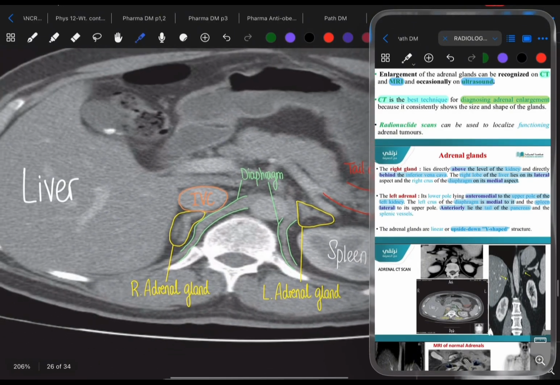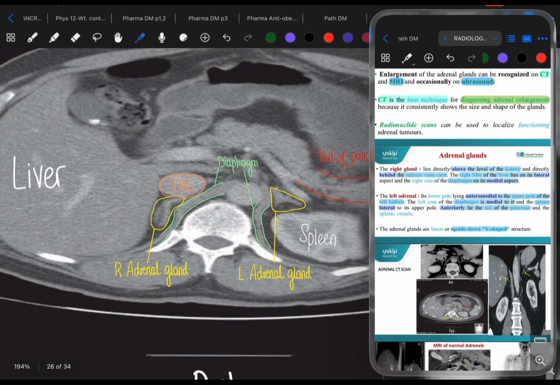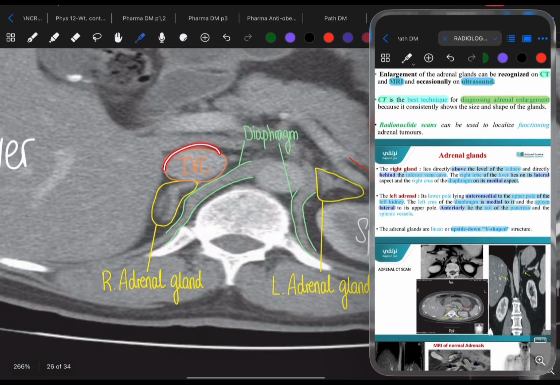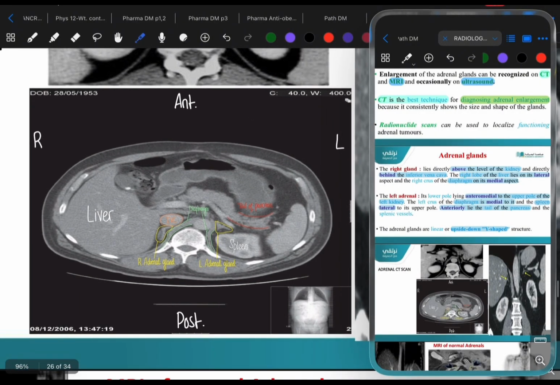For the right one, we can see clearly this is the liver, right? It's above the kidney, of course, we know that. And then it's behind this, the inferior vena cava. Let's start again from the beginning. This is the right side and this is the left side. We know this from previous lectures. This is the anterior of the patient and this is the posterior. These are basics we should know when reading any CT or MRI. So we know this is right, this is left, this is anterior, this is posterior.